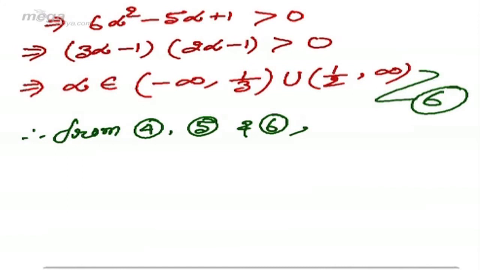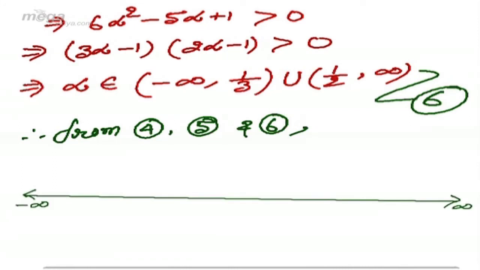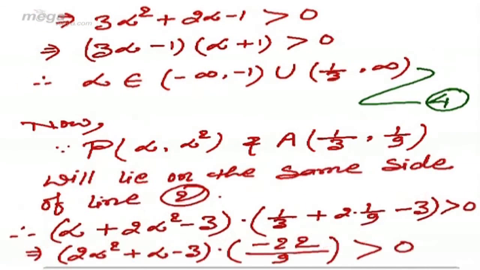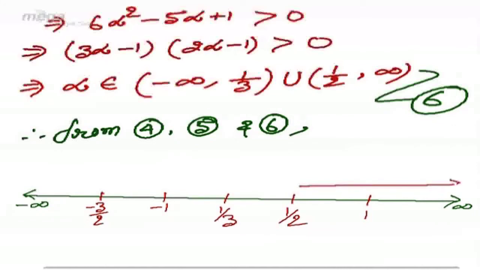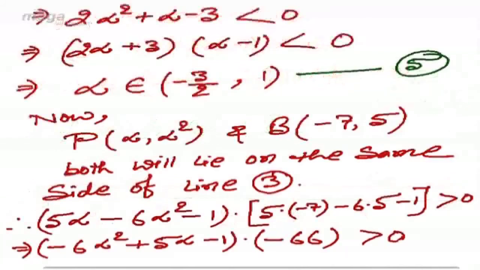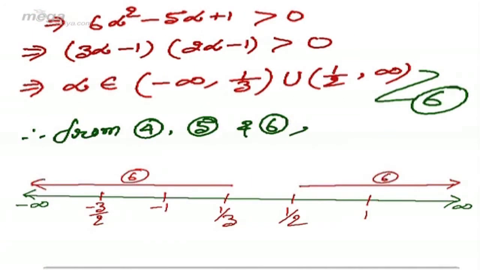What will be the common region? So for this purpose, I am just drawing the number line. This is the number line, minus infinity to plus infinity. Here we have the numbers 1 by 3, 1 by 2, minus 3 by 2, 1, and in the fourth it is minus 1 and 1 by 3. So here we will mark the points: one is minus 3 by 2, one is minus 1, one is 1 by 3, one is 1 by 2 and one is 1. Now from region number 6, it will be from half to infinity and from this side minus infinity to 1 by 3. I am writing here, this is 6. Now the fifth one is minus 3 by 2 to 1. So minus 3 by 2 to 1, this one is the fifth.